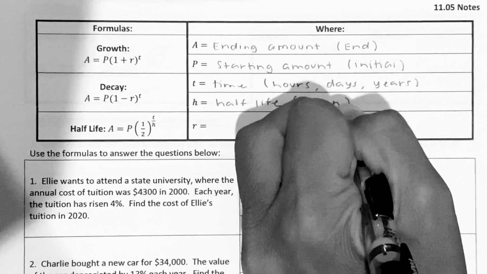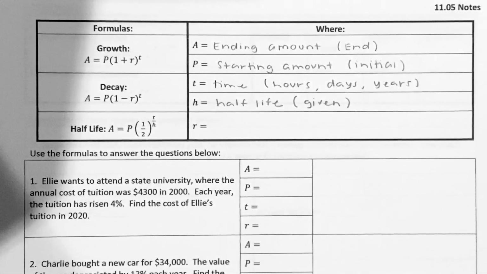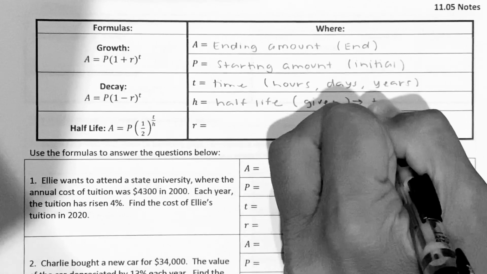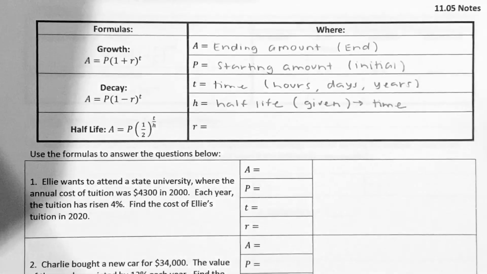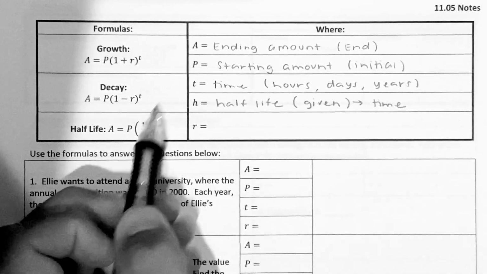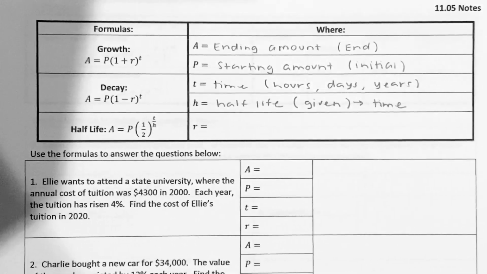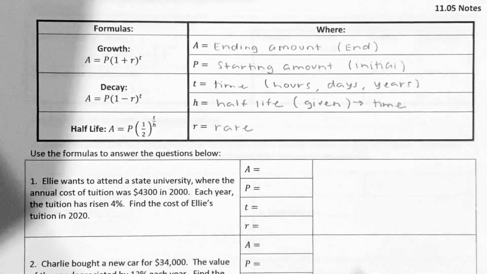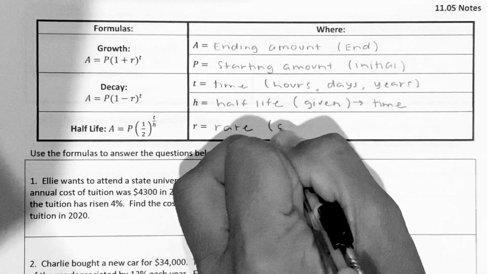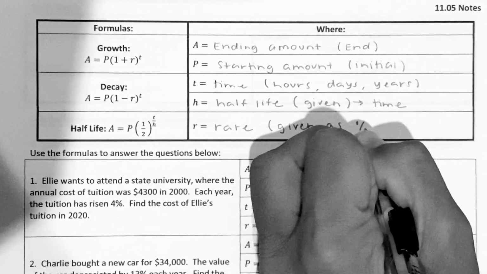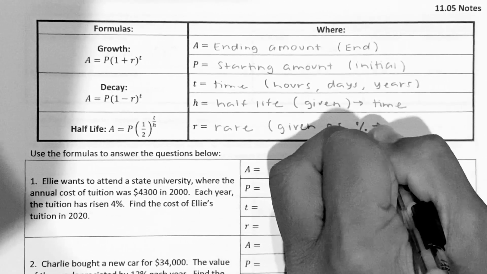So when it's a half-life problem, it will say the half-life of this is. So it's going to be a time amount. It is a value of time, but it will literally say the half-life is this. So there'll be two different things for half-life. There'll be the time and the half-life, and there'll be two separate numbers for those. And then R is the rate. It'll be given as a percent, but we need to convert it to a decimal.